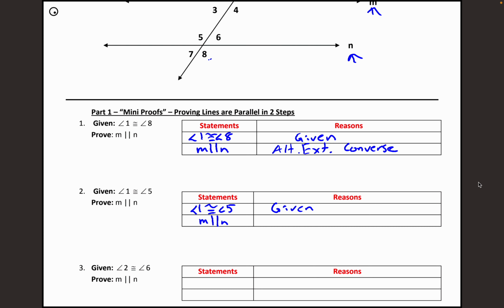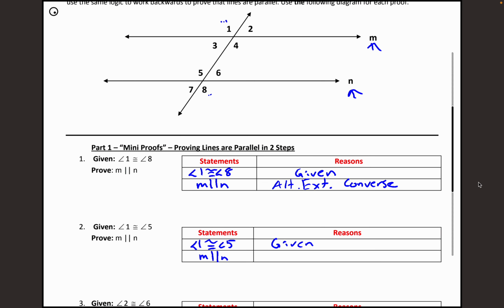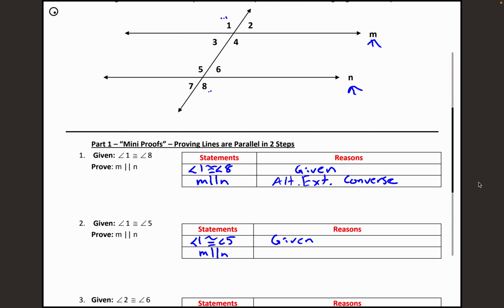Let's go. So now when I look at the image above, I just need my last reason. How can I say angle 1 and angle 5 are congruent? What kind of angles are they? Corresponding. So that's going to be corresponding converse, because we're proving 2 lines are parallel. Whenever you prove 2 lines are parallel, you use converse.